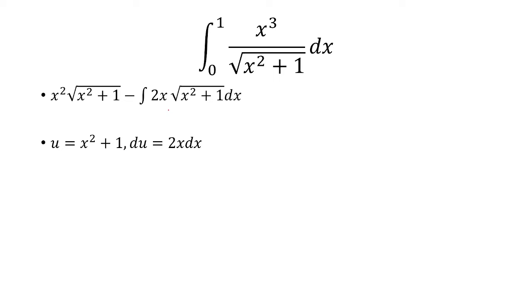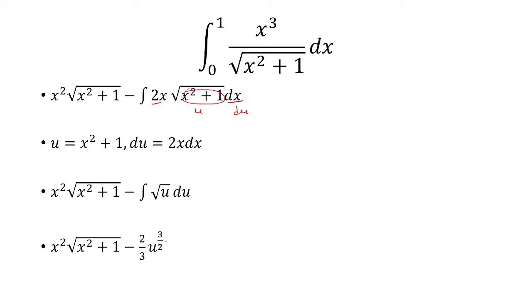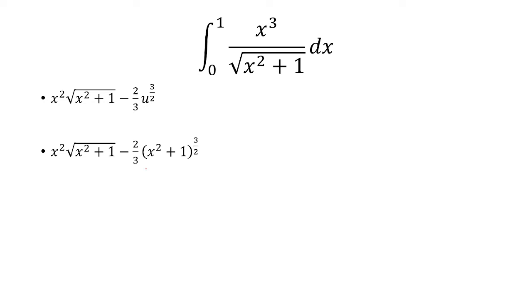Okay, now we're going to do a u substitution. So let's ignore this first term. Let's focus on the integral. We'll let u equal x squared plus 1. And so du is 2x dx. Basically, this here is du, and this inside is just u. So it's just square root of u du, and then we use the power rule and get the antiderivative as just 2/3 u to the 3/2 power. And recall that u was x squared plus 1. So now we're just going to plug in x squared plus 1 for u. And so we have our antiderivative.